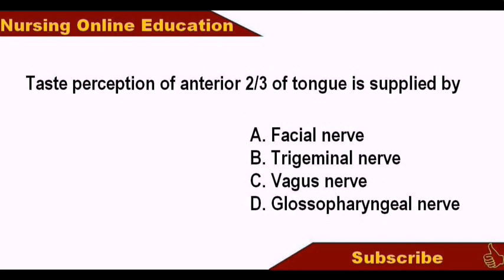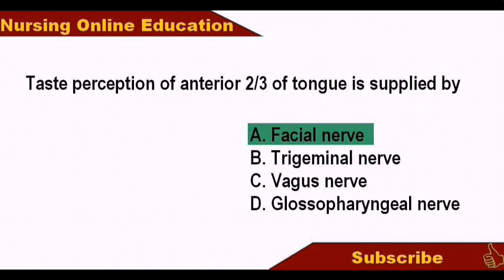Question: taste perception of anterior 2/3 of tongue is supplied by. Options: A. Facial nerve, B. Trigeminal nerve, C. Vagus nerve, D. Glossopharyngeal nerve. Right answer is option A, facial nerve. So, about taste of tongue, anterior 2/3 is supplied by chorda tympani nerve. It's a branch of facial nerve. Okay, so anterior 2/3 facial nerve.